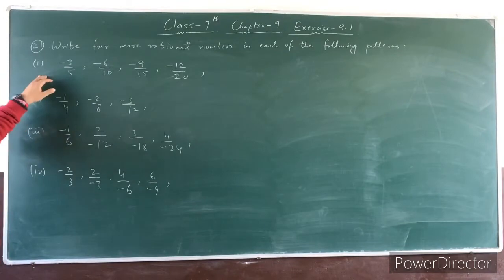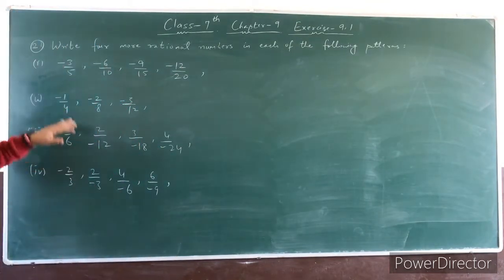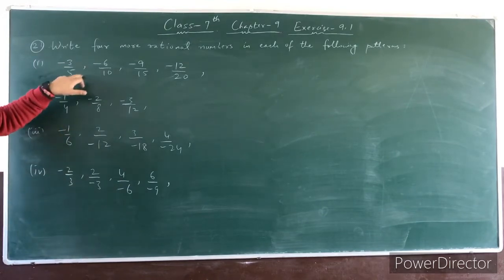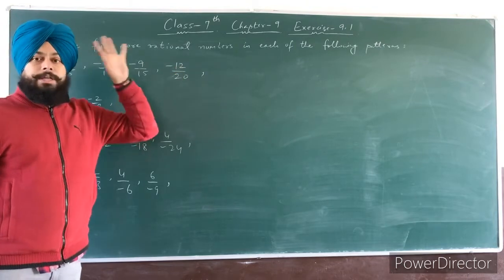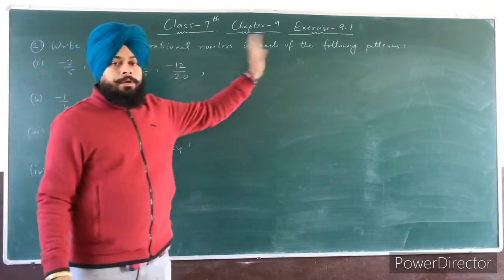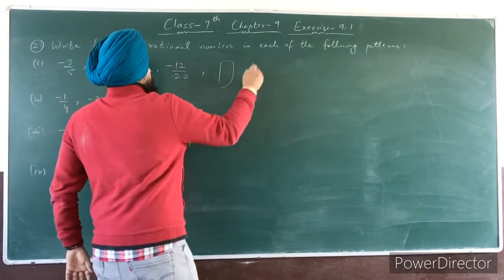Question number two: write 4 more rational numbers in each of the following patterns. So there are 4 parts. The first is minus 3 by 5, minus 6 by 10, minus 9 by 15, minus 12 by 20. So you have to find the next 4 numbers in the pattern. You have to write the 4 numbers.